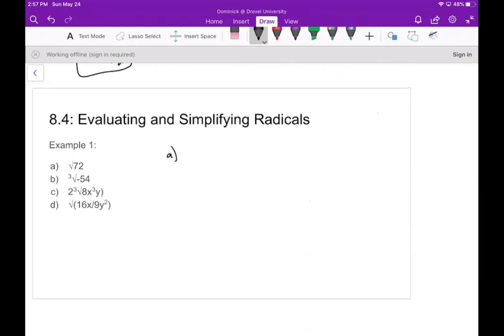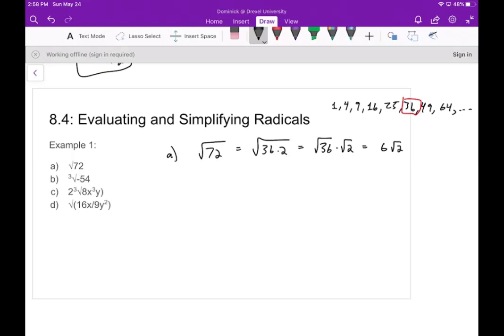So in part A, we have another example of that. We have the square root of 72. Now, if you're not sure, list some perfect squares: 1, 4, 9, 16, 25, 36, 49, 64, and so on and so forth. What you're doing is looking for one of these numbers to hopefully divide the thing under your square root. And in this case, 36 will do the trick. So I can write 72 as 36 times 2. So this is the square root of 36 times the square root of 2, so I get 6 times the square root of 2.